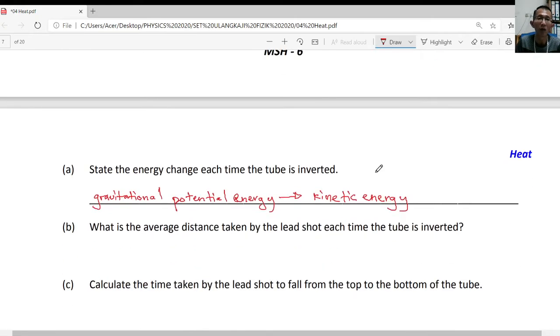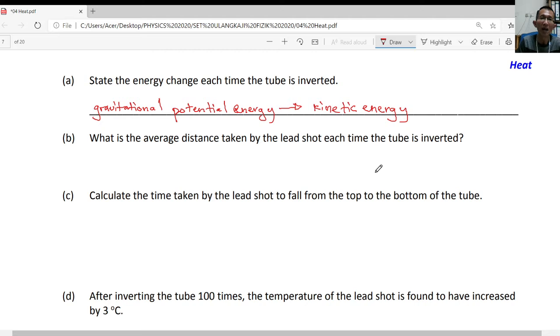Alright, so what is the average distance taken by the lead shot each time the tube is inverted? We have answered this. That will be the length of the tube, which is 50 centimeter, minus the length of the lead shot itself, which is 5 centimeter. So the average distance traveled would be 45 centimeter. Simple.